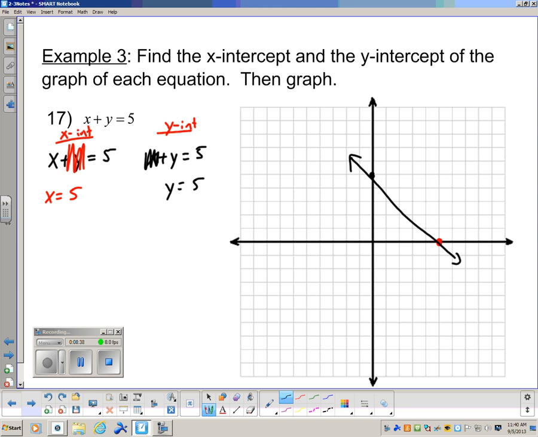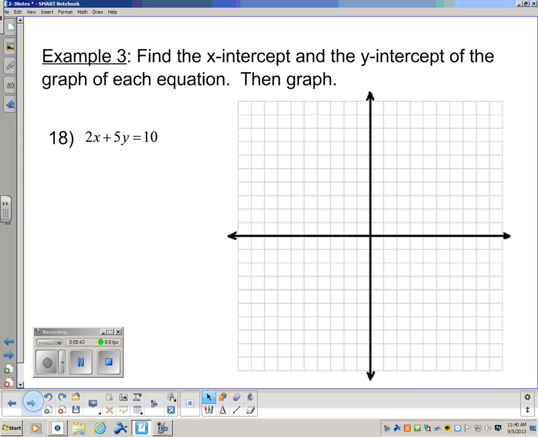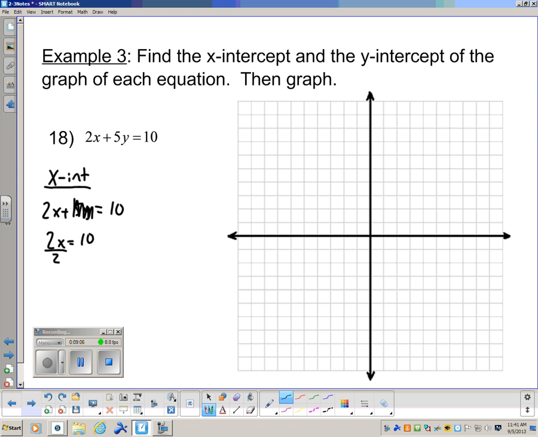So again, you can use that cover-up method, and it's easier to do that if both the x and the y are on the same side. I think I've got another one here for you too. So let's try this one doing that same thing. So x-intercept, I'm going to go ahead and cover up the y again. So 2x plus 5y equals 10. So covering that up, I get 2x equals 10. Get rid of the 2, so it's connected by multiplication, so I have to divide both sides by 2, and I get x equals 5. So my x-intercept there is 1, 2, 3, 4, 5.